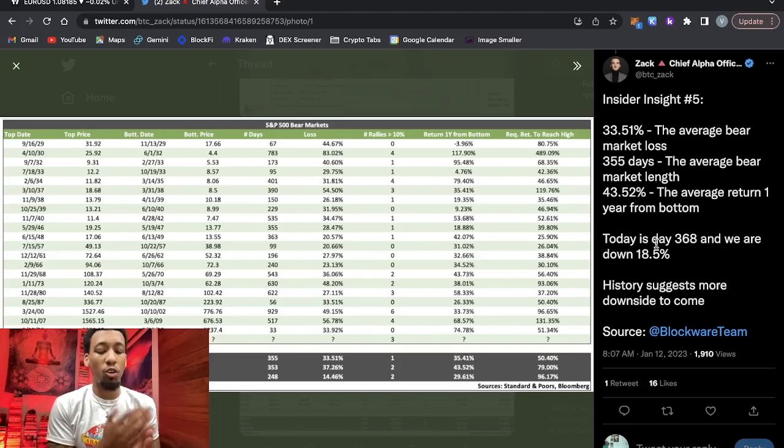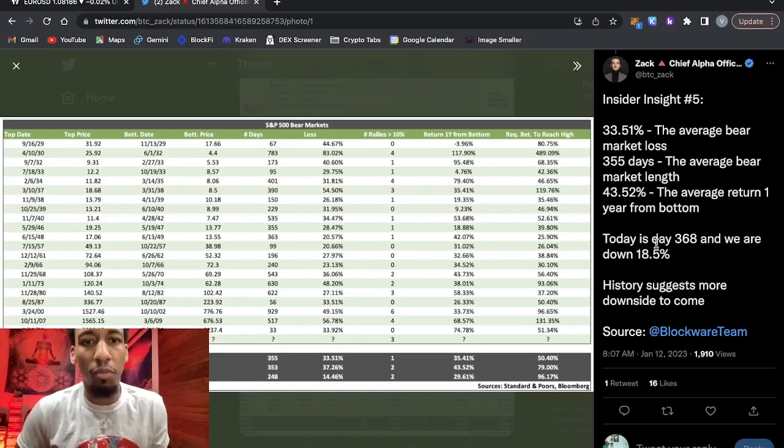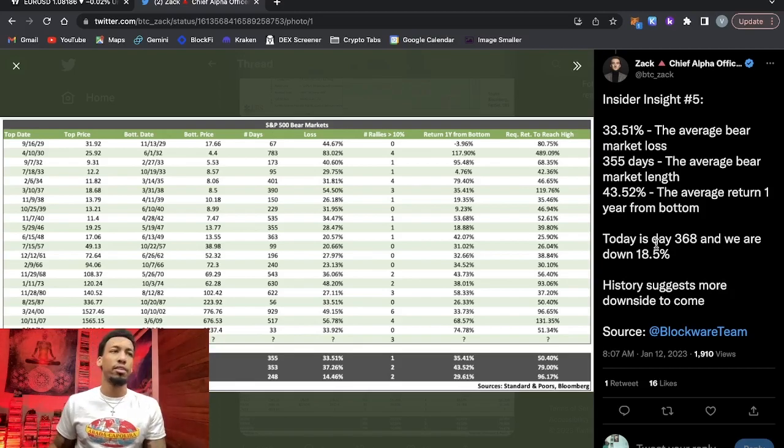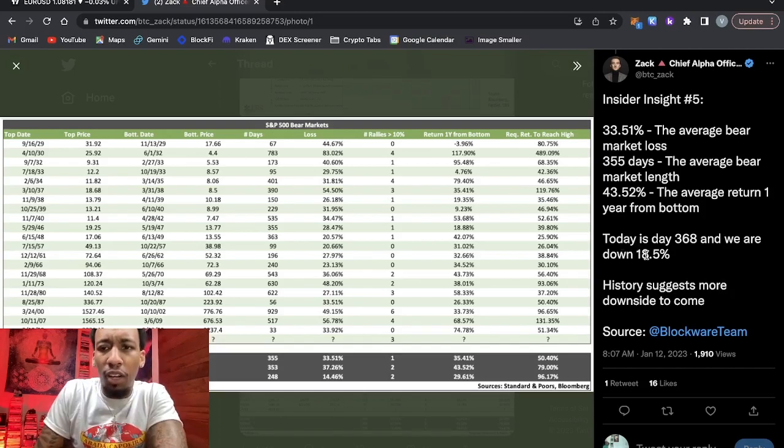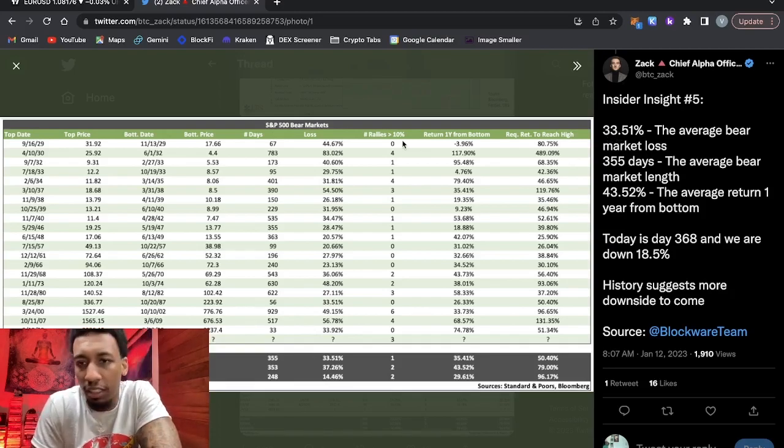But like I said, this is a once in a lifetime kind of scenario that we're in. We printed all this money, so the fall is going to be more. It would be so weird, unless they turn the money printers back on, and that wouldn't make sense. It would be so weird if we bottomed out right now with all the money that we printed, and we're only down 18% when the average bear market loss is 33.5%, right? So that makes sense. This all makes sense.